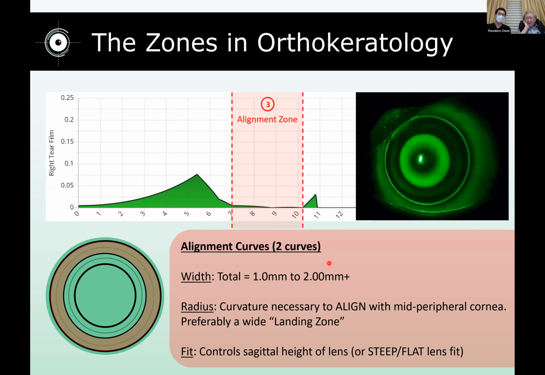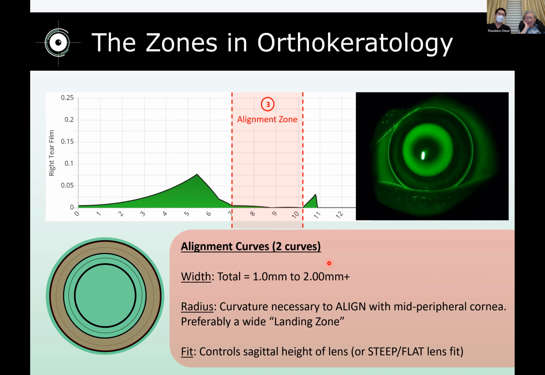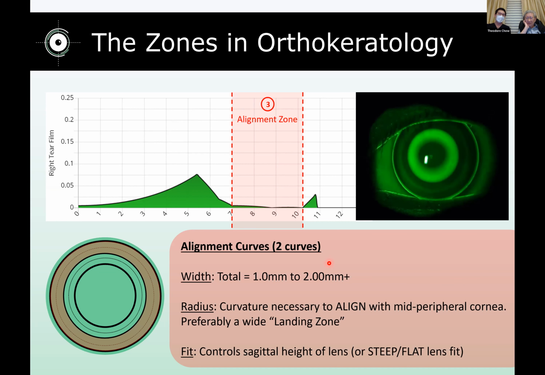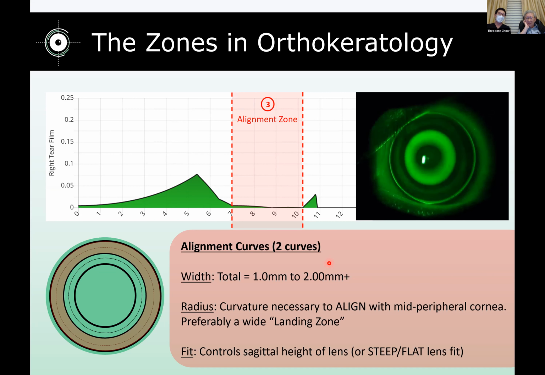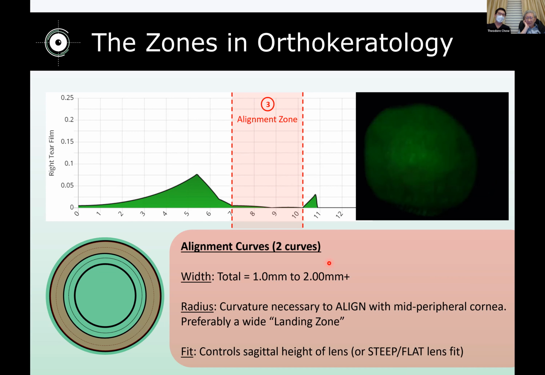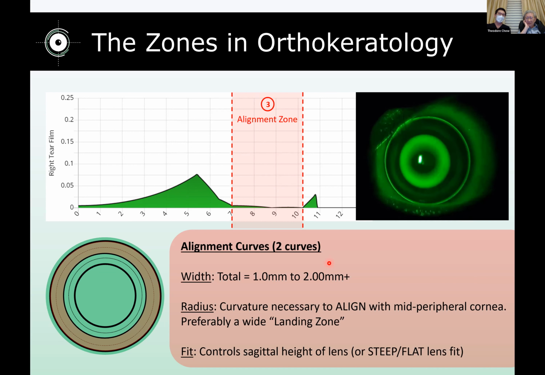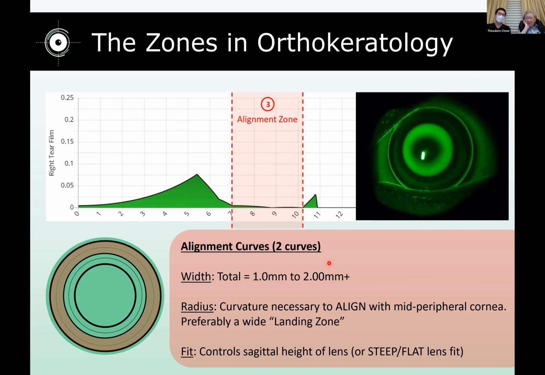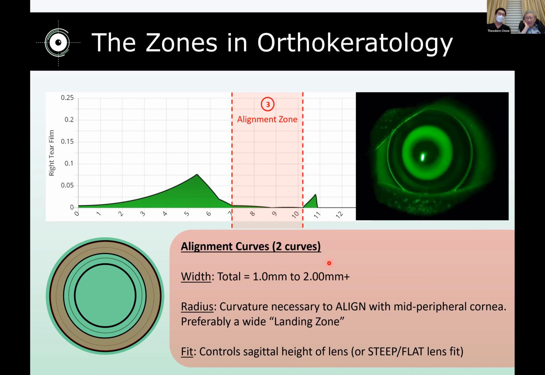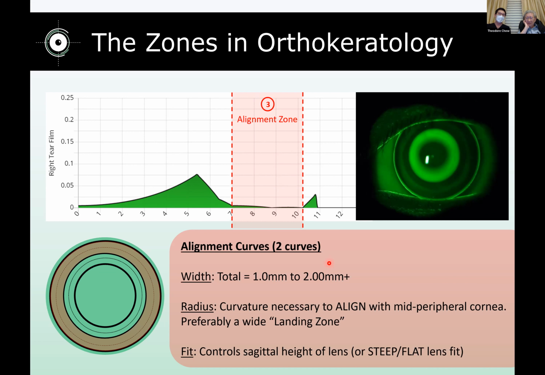A wide alignment zone that increases the area of contact between the lens and the mid-peripheral cornea certainly makes sense to center the lens better. And we're going to get to this in a little bit with narrow base optic zone diameters. The alignment curve is very important, like when you build a house: you have a good foundation so you can build on top of it. The alignment curve serves to embrace the whole cornea for effective centration. The alignment curve also creates forces to push the tissue into the mid-peripheral area.